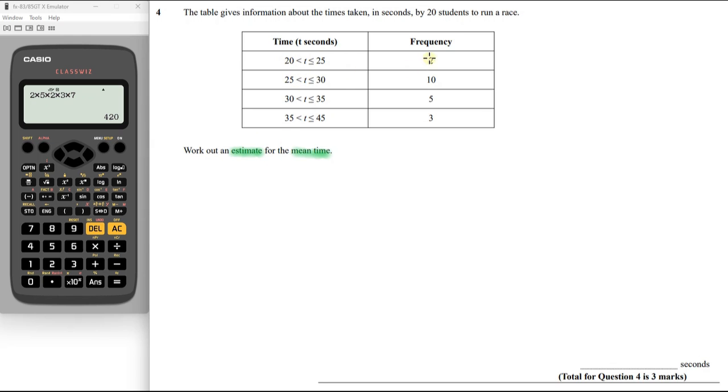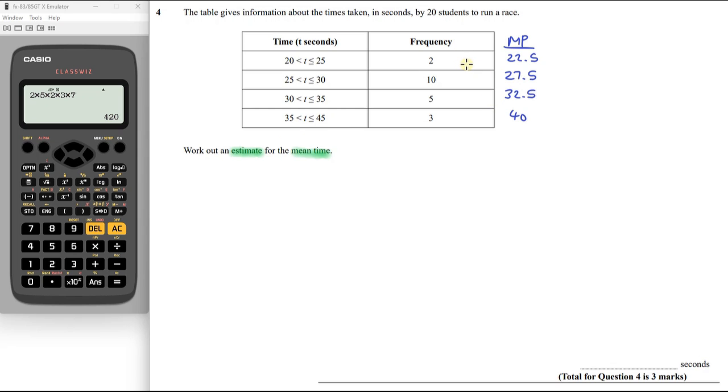So we don't know how fast these 2 people ran. We know they ran between 20 and 25 seconds. So the best estimate is to use the midpoint. So my first column is going to be the midpoint. So the midpoint of each of these categories, we've got 22.5 seconds. Between 25 and 30, that's 27.5. Between 30 and 35 is 32.5. And between 35 and 45, well, that's 40. So just be careful, because notice these 3 intervals are the same width, but this last one is different. So don't just assume they're all going to be the same.